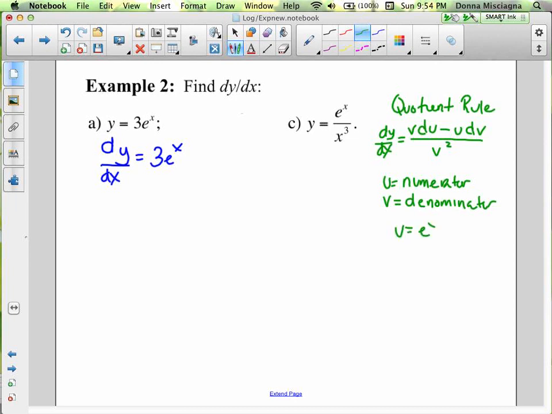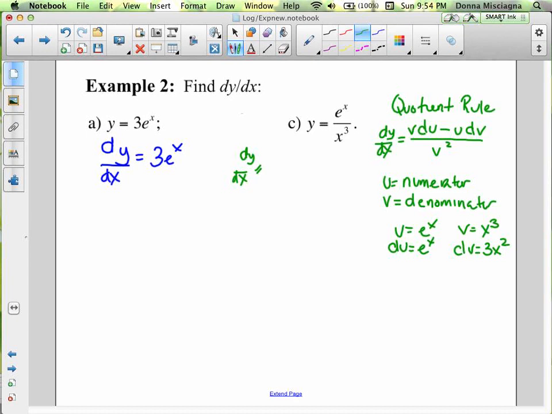So here u is e to the x. The derivative of e to the x is e to the x. Right? e to the x is its own derivative. v is x cubed. The derivative of x cubed is 3x squared. That's just the power rule. I'll give myself a little bit of space here. Most of these, by the way, are in your notes, so just follow along with the note template I gave you for the last podcast, and you'll be fine here.